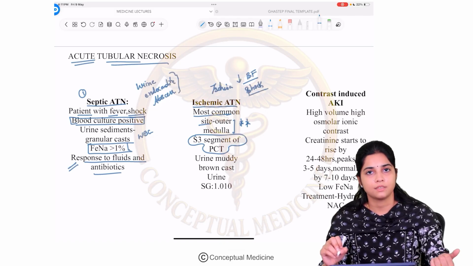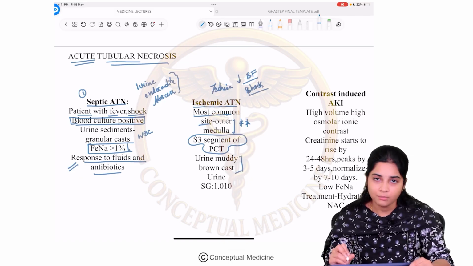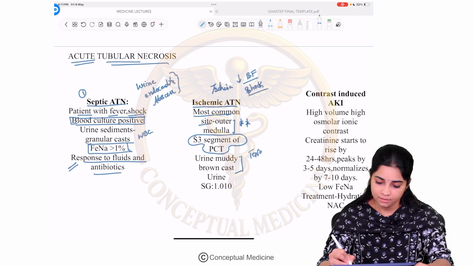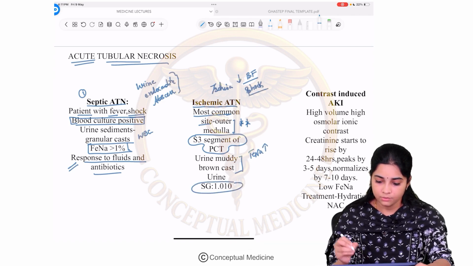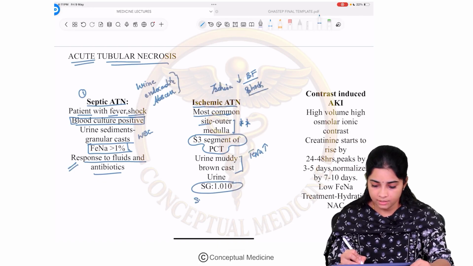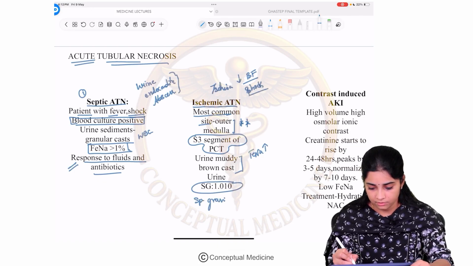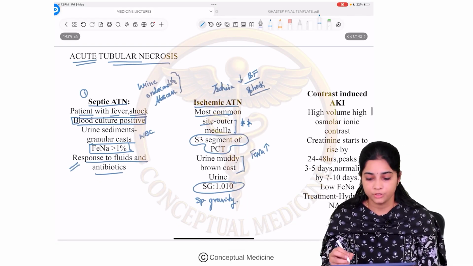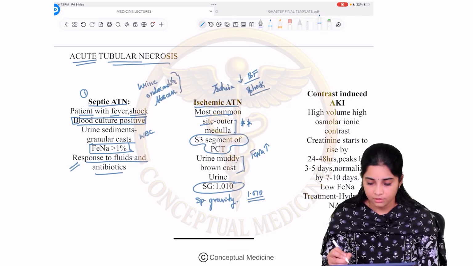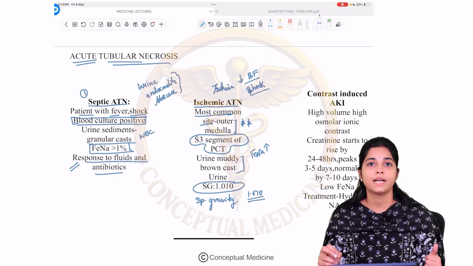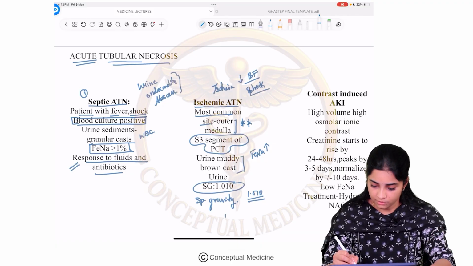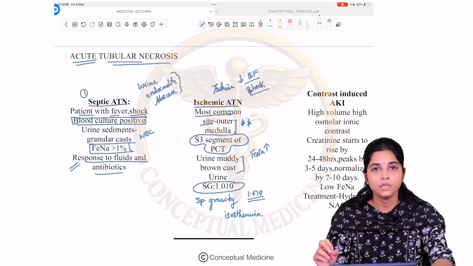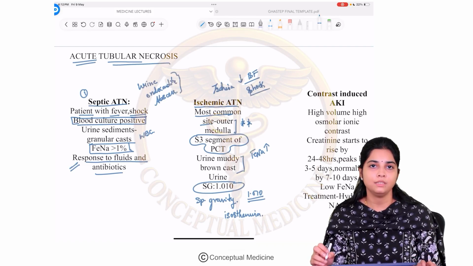So how will you identify this? In a patient with shock, the urine can show muddy brown casts, similar to other forms of intrinsic AKI. The FeNa can be high, and you look at the urine specific gravity. SG basically refers to urine specific gravity. The urine specific gravity has a value of 1.010. This is because the tubules have lost their capacity to reabsorb the solutes, and this is what we call isostenuria.